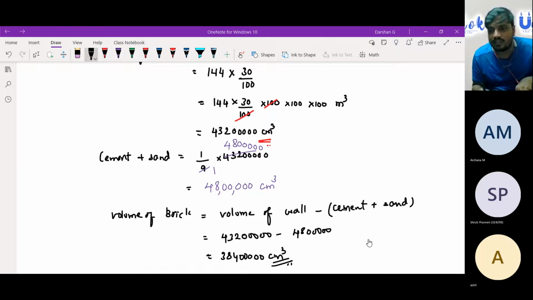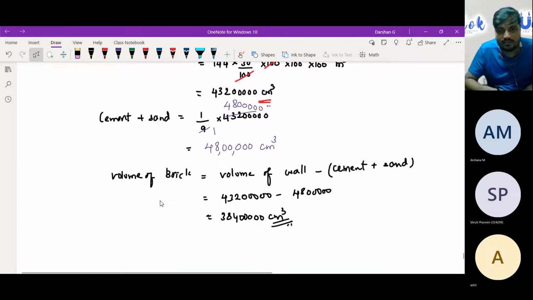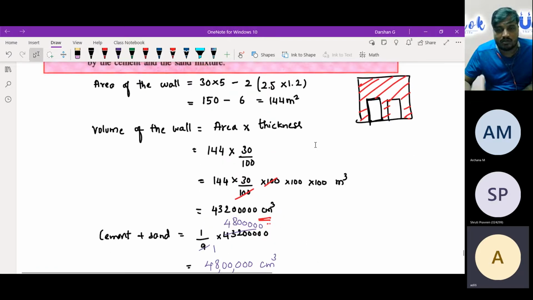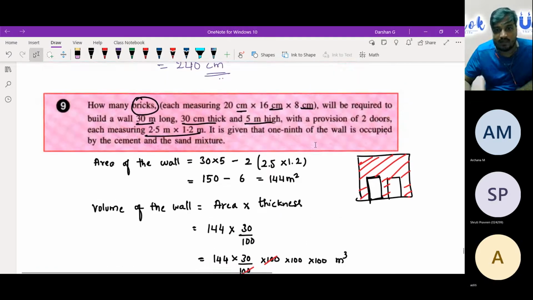Any doubts till here, guys? Any doubts till here? Aditi? Any doubts? Or you had already done it? Didn't they already give the dimensions of the brick? Yes, the dimensions of the brick are given, but the dimensions of the wall I need to find out, right?